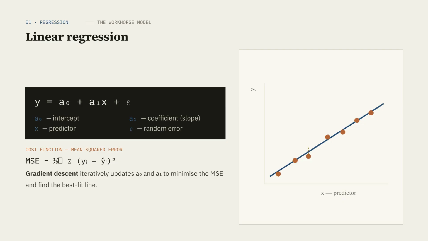Linear regression models a straight-line relationship between target and predictors. We find the best fit line using the mean-squared error cost function and gradient descent, which iteratively updates the coefficients.